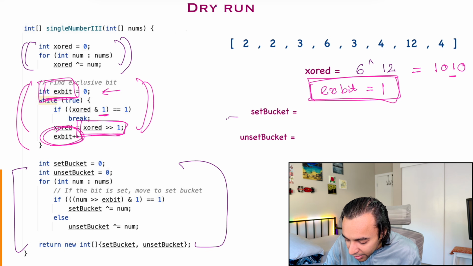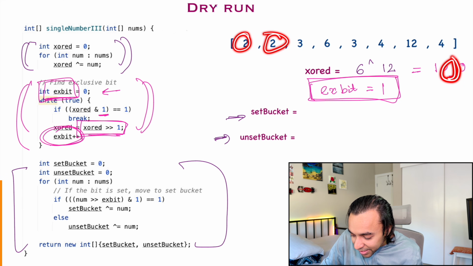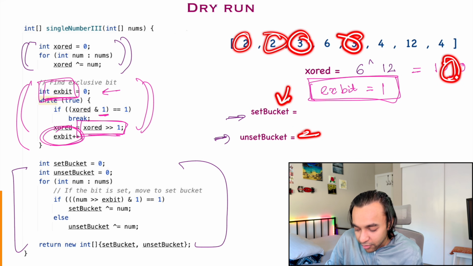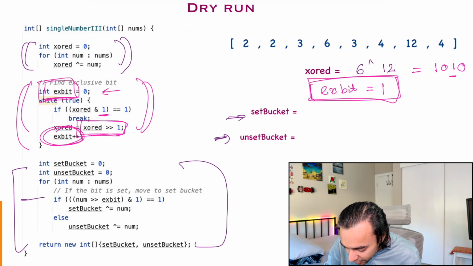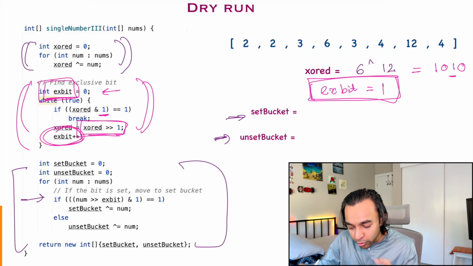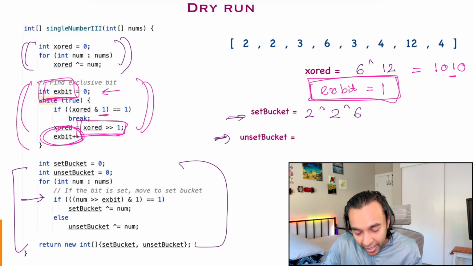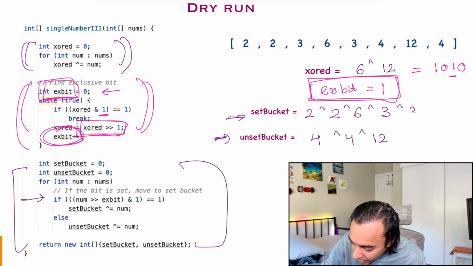I create a set bucket and I create an unset bucket. For any element where this bit is set, it will go over here. For any element where this bit is not set, it will go over here. So once again, I run a for loop. In this for loop, I check if this bit is set, I move it to the set bucket. So it could be possible that 2 comes here, then I get a 2 XOR 2, then I get a 6 over here. And in the unset bucket, possibly I can get a 4, and then a 4, and then a 12. Since I have 3 also, 3 will come here and 3 will come here.